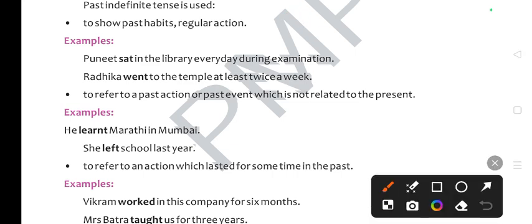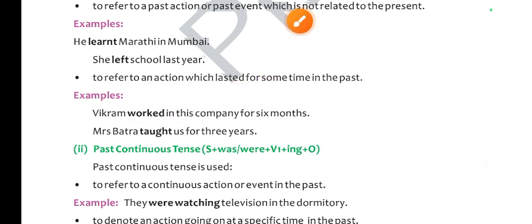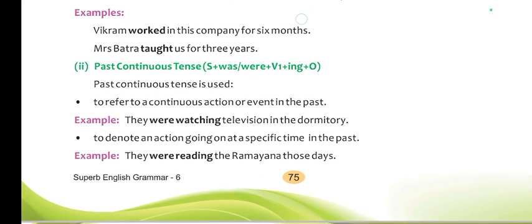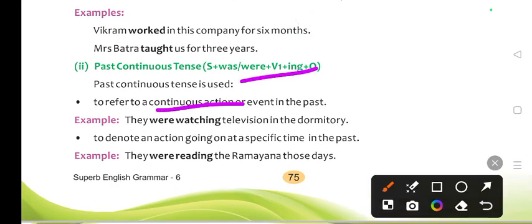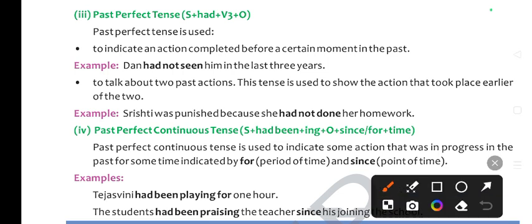To refer a past action or past event which is not related to the present, for example, he learnt Marathi in Mumbai. She left school last year. To refer an action which lasted for some time in the past, Vikram worked in the company for 6 months. Okay. Where do we use continuous? If the work is a continuous event in the past, like they were watching television in the dormitory. To denote an action going on at a specific time in the past, like they were reading the Ramayana those days. Past perfect tense, we will put here subject plus had plus verb third form plus object.